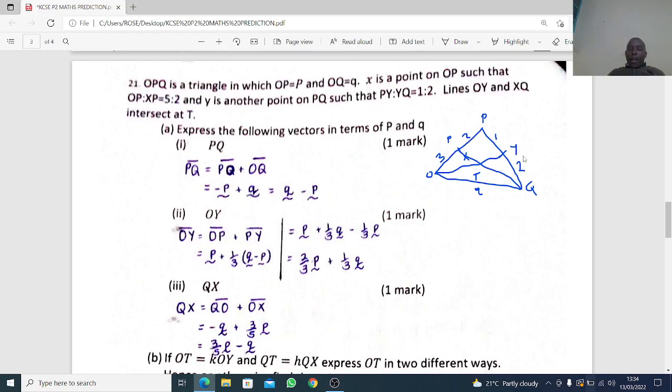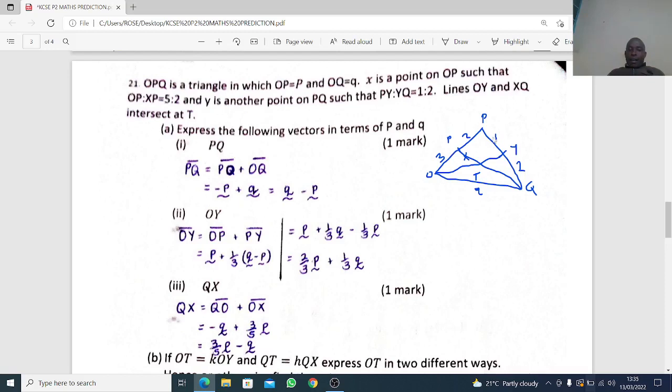OY, you can go to OP plus PY. OP is P factor plus PY, which is a third of PQ, because the whole line is a third of PQ. PQ we know is Q minus P. So it is P plus a third of Q minus a third P if you open this bracket. That gives you 2/3 P plus a third Q.